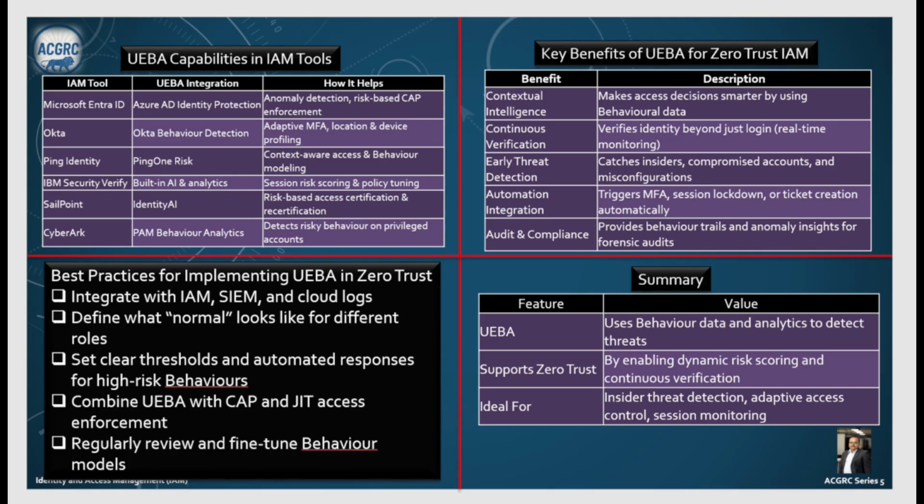Hence, in summary, UEBA uses behavioral data and analytics to detect threats. It supports zero trust by enabling dynamic risk scoring and continuous verification. It's ideal for insider threat detection, adaptive access control, and session monitoring.